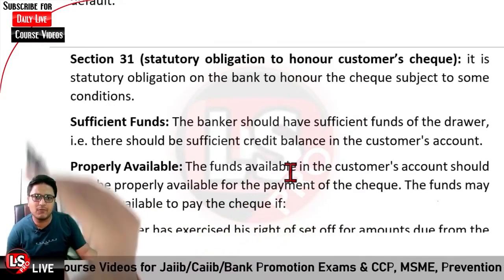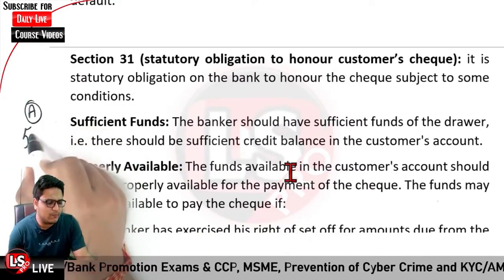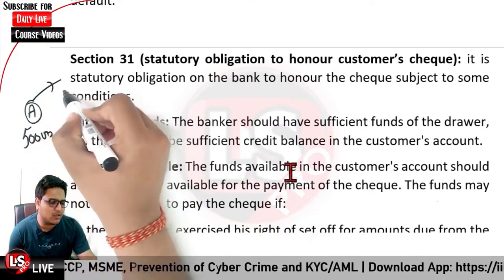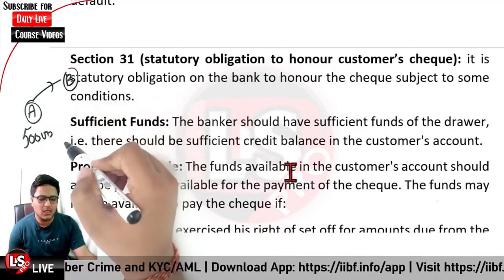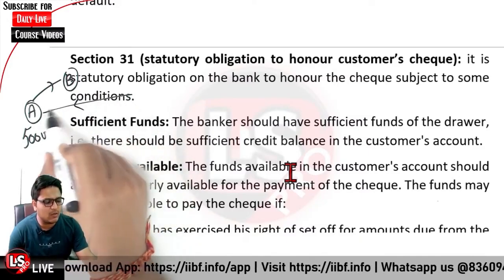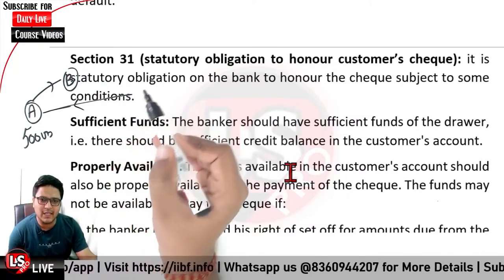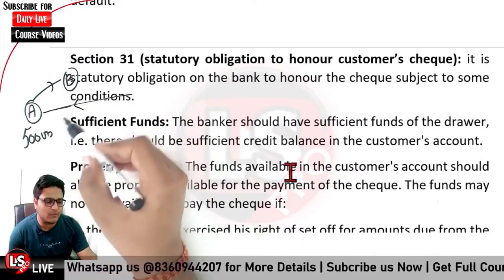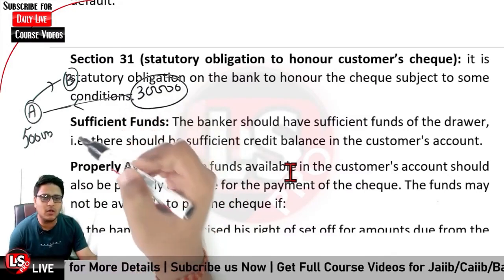What if A had previously rupees 50,000 in his account, and he drew a check amounting to rupees 25,000 in the name of person B? In the meanwhile, a garnishee order, which we will be studying later on, or an attachment order, is received in the account to block a sum of rupees 30,000. Rupees 30,000 is now blocked in the account.